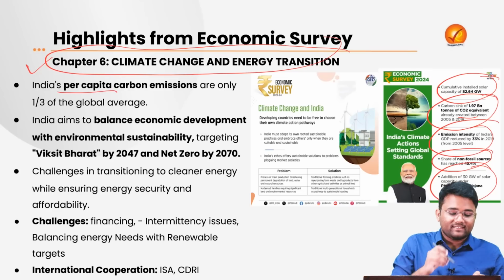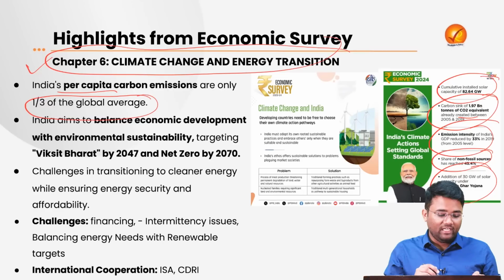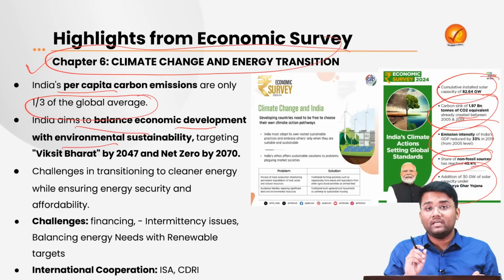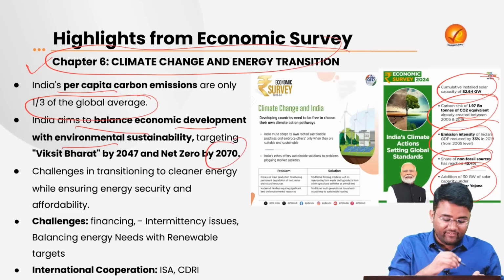And the survey also says that India's per capita carbon emissions are only one-third of the global average, and India mainly aims to balance economic development with environmental sustainability to achieve both the vision of a Viksit Bharat, or developed Bharat, by 2047 and also to achieve net zero by 2070.